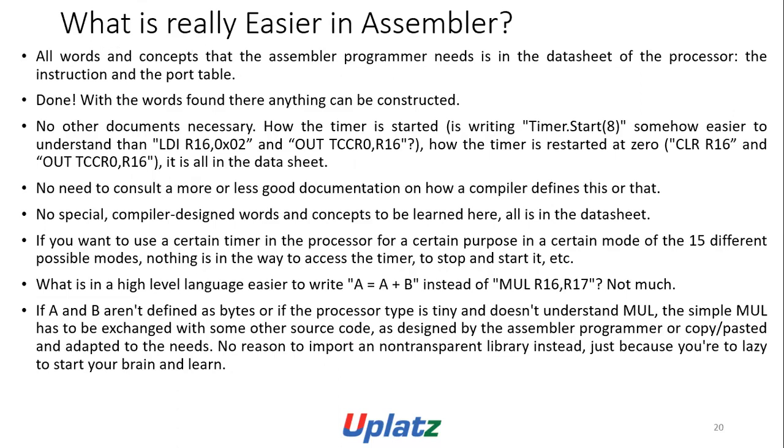What is really easier in assembler? All the words and concepts that the assembler programmer needs are the data sheet of the processor, the instruction and the port table. Done with the words. On that, anything can be constructed. No other document necessary. How the timer is started: writing timer.start within brackets (8), is that somehow easier to understand than LDI R16, 0x02, then OUT TCCR0, R16? How is the timer restarted at 0? CLR R16, and OUT TCCR0, R16. It is all in the data sheet.